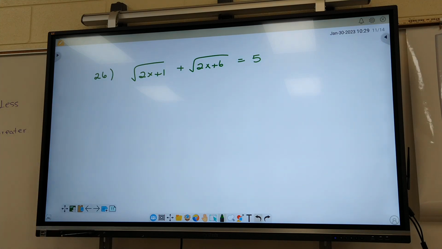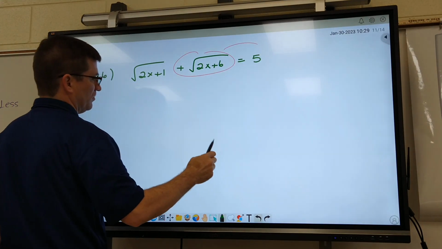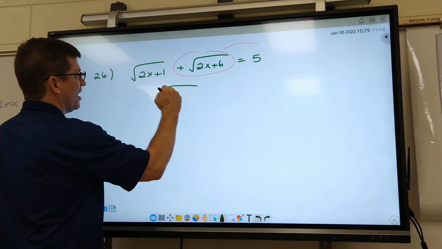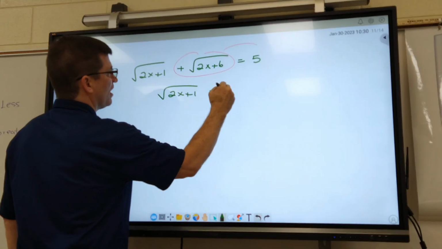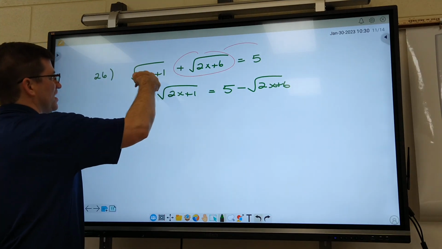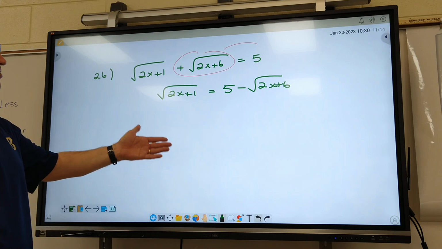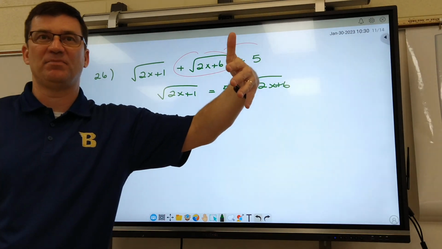All right, so what you got to ask yourself on 26, is it set up correctly? No. What's got to happen for it to be set up correctly? One of the square roots has got to be on the left side, one's got to be on the right. So I'm going to take this one, and I'm going to move it over. So I got 2x plus 1. I got 5 minus 2x plus 6. Now, why did I move that one instead of 2x plus 1? I don't know. This is how the book normally does it. It doesn't matter. You could move the first one, and you should get the same thing.